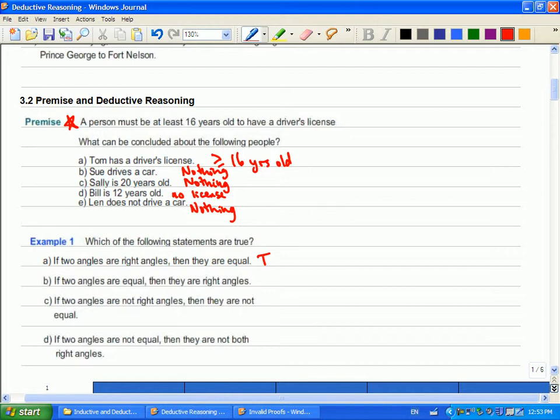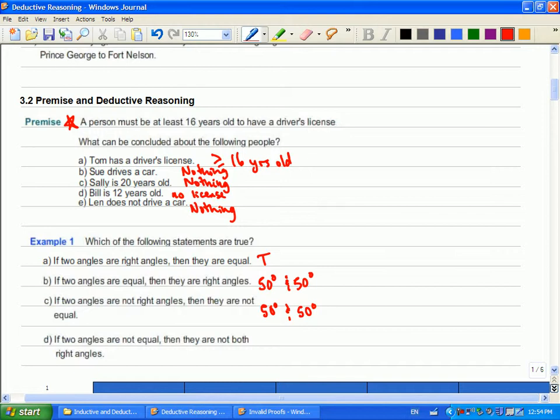If two angles are equal, they are right angles. Well, what's a counterexample? Yeah, there's many. Basically any pair of angles like 50 degrees and 50 degrees, those are equal but not right angles. If two angles are not right angles, they are not equal. Can you give me a counterexample? They can be equal even though they're not right angles.